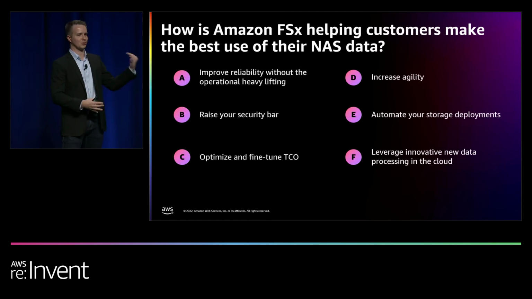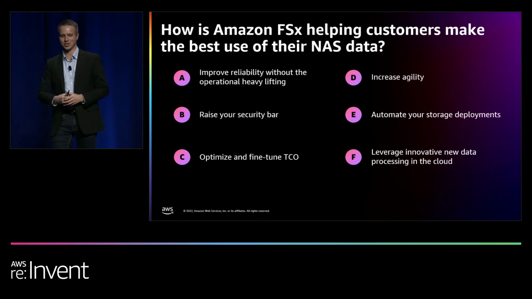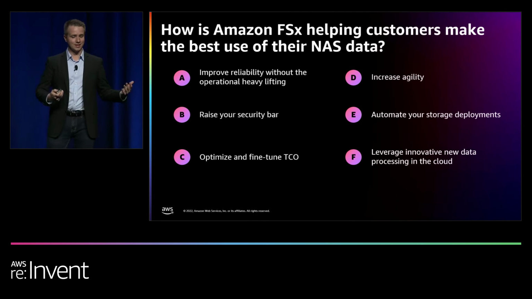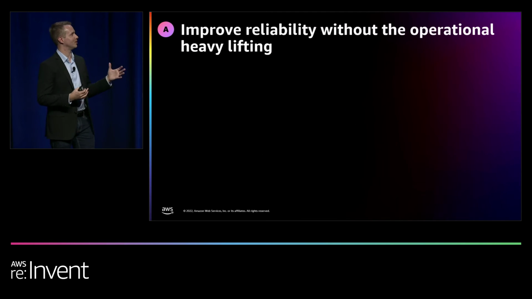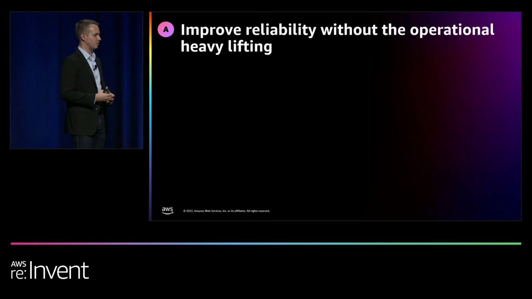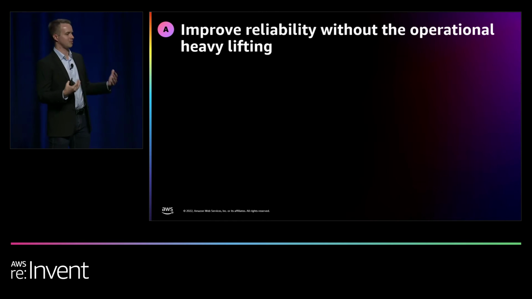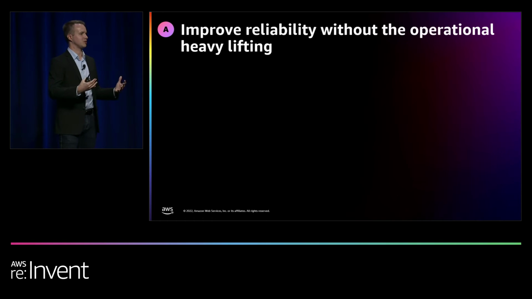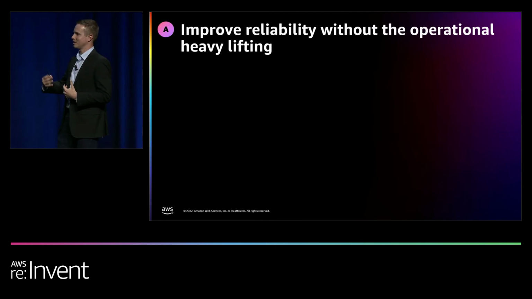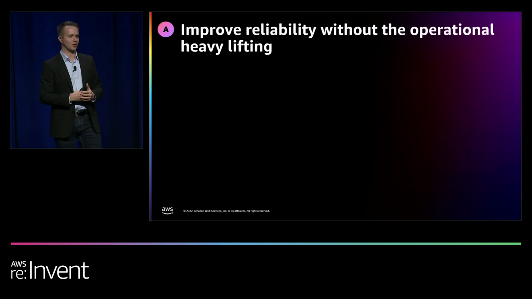There are 6 themes. I'm going to go through each of these in turn, and I won't repeat them because Prasha mentioned them earlier. With that said, the first theme is improving reliability without the operational lifting. As we've said a couple times, FSx is a managed service. What does a managed service mean? Really what it means is our goal is for you as a customer to be spending time thinking about how you are managing your data, how you are accessing and protecting it, how you are adding value for your business, and spending less time worrying about the low-level infrastructure or the software that's powering your file storage.